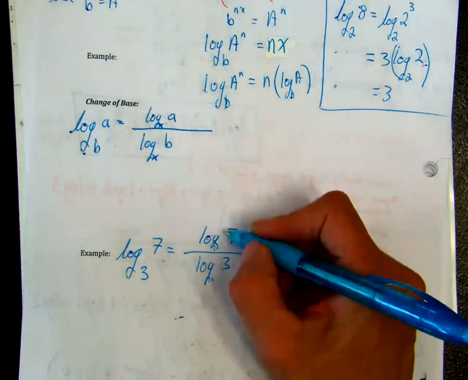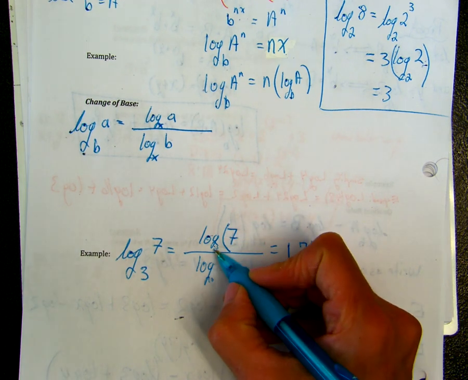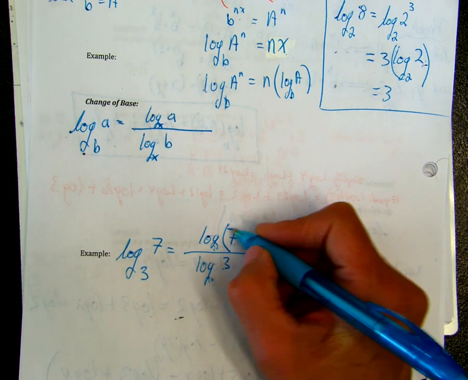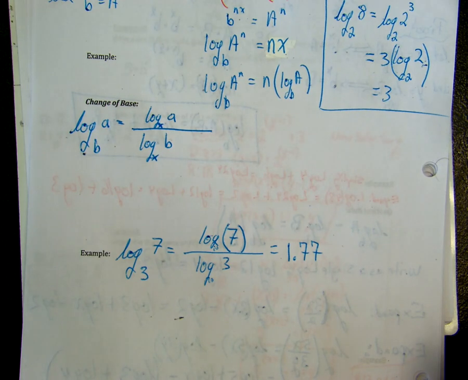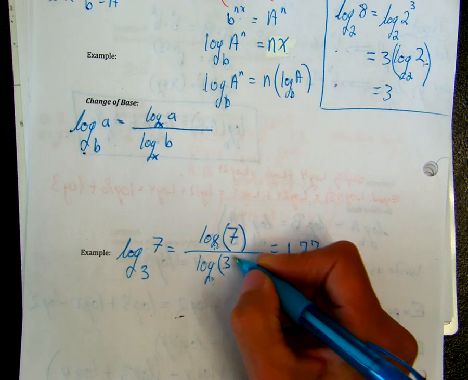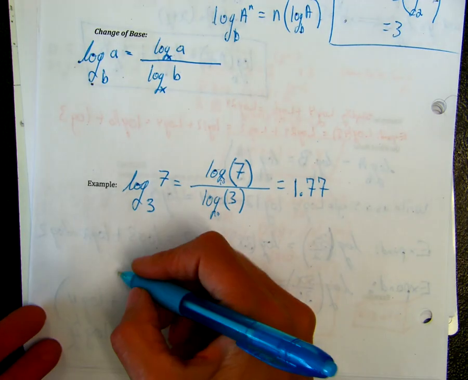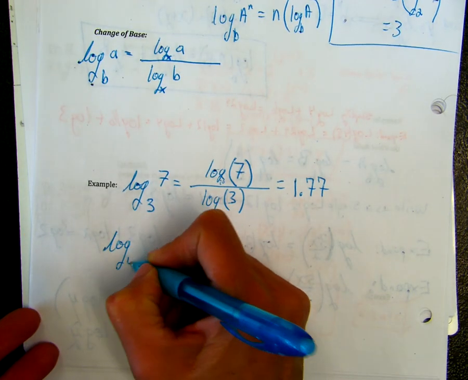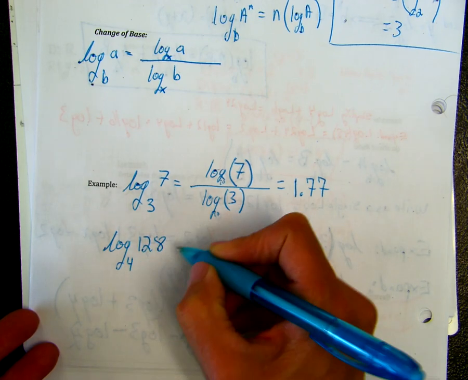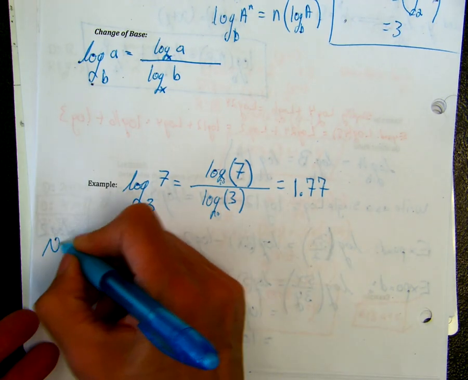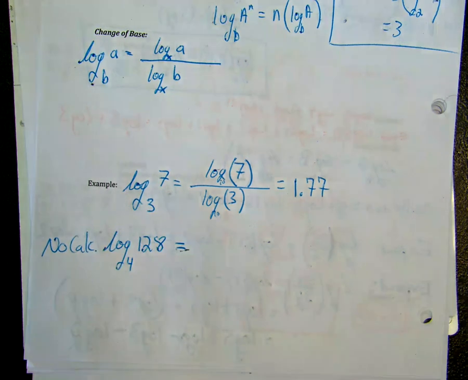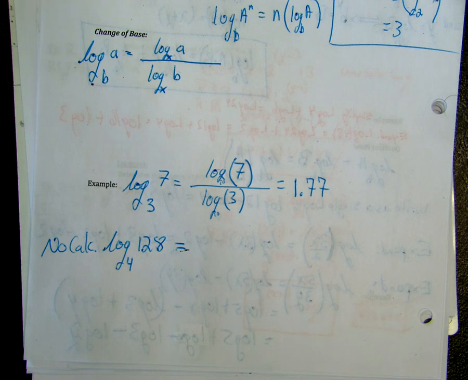Make sure that when you enter this in your calculator, you put in the log, it opens a bracket. Close the bracket before you do the division sign. Okay, I'll give you one more to try. What is log to the base 4 of 128? And I'd like you to do this with no calculator, but using your change of base law. What's a good base to change it to? 2. Go ahead and do it.